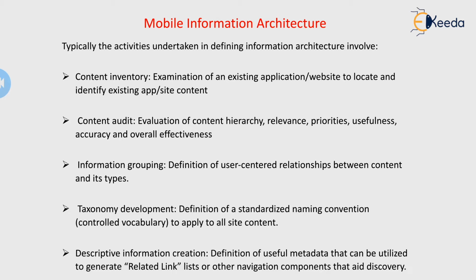So during your information architecture, for mobile information architecture to be built, the information grouping is required, content audit is required, taxonomy development is required. So in taxonomy, a definition of standardized naming convention to apply to all site content is given. So as we live in a smartphone era and mobile apps and mobile websites have overtaken conventional software and websites, understanding how the information and navigation flows in mobile application scenarios is becoming more and more crucial.